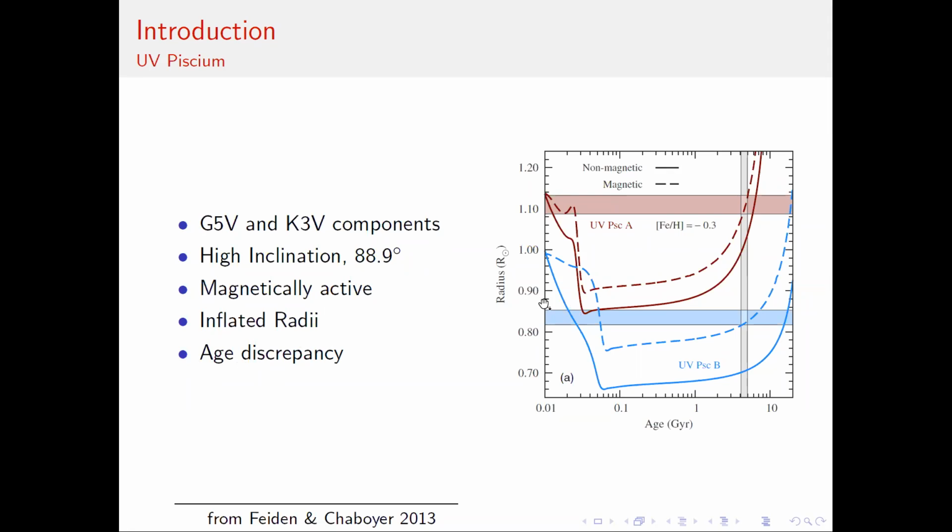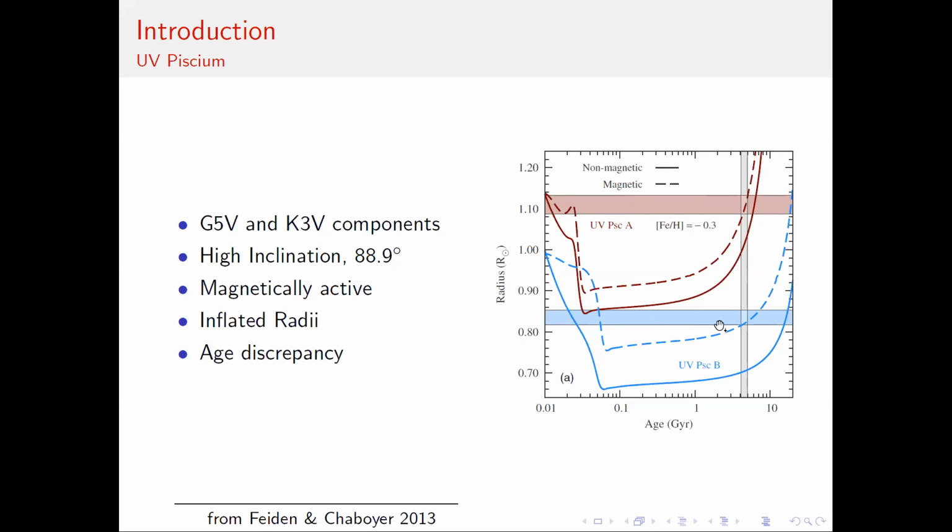This can be seen here in this plot made by Feiden and Chaboyer, who made attempts to mitigate this discrepancy by using magnetic fields. Specifically, the observed radius for UV Psc A and B can be seen as these colored horizontal bars, and the stellar evolutionary models without magnetic fields are shown as these solid lines. And we can see here that they cross this observed radius at different ages.